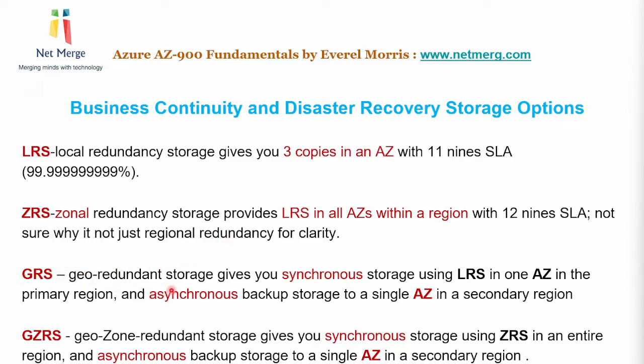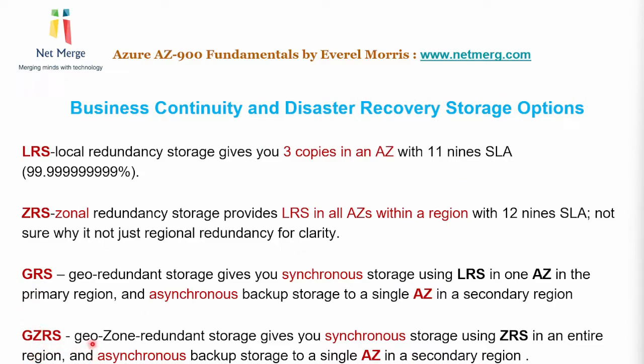Now GRS, which is geo-redundant storage, you get what is referred to as synchronous, which is real-time storage, using LRS in an AZ in your primary region. So remember, we're talking about region pairs. So in the first region, you would get LRS storage, which is 3 copies in one availability zone in real time, and then asynchronous, which is delayed backup. You would get that in another availability zone in a second region. So you would have 2 LRS storages, one in your primary region and one in your secondary region when you're using region pairs. And remember, region pairs are for business continuity and disaster recovery.